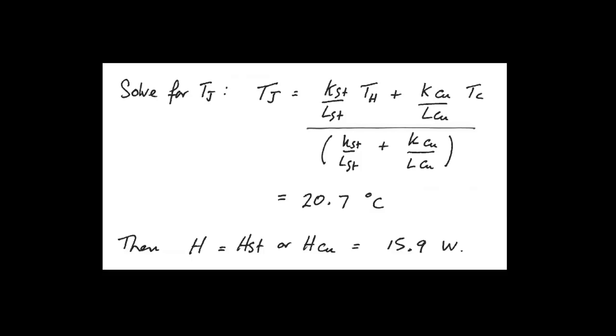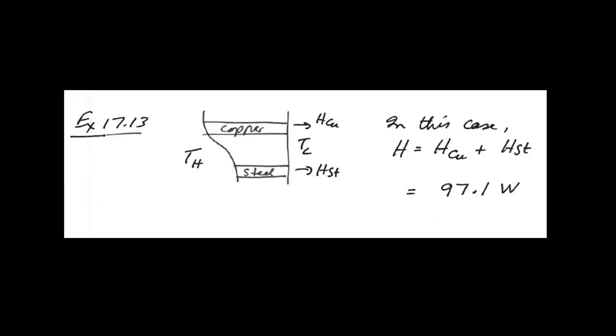Now that we have the junction temperature, we can put it into the formula for either H_ST or H_CU to find the heat current, which we find to be 15.9 watts. In example 17.13, the two bars are no longer joined, but are separately connected to the hotter and the colder temperature. We are then asked to find the total heat current, which is the sum of the heat current for each bar. In this case, it's easy to work out H_ST and H_CU, and if you go through the process, you will find that the sum of the two is 97.1 watts.